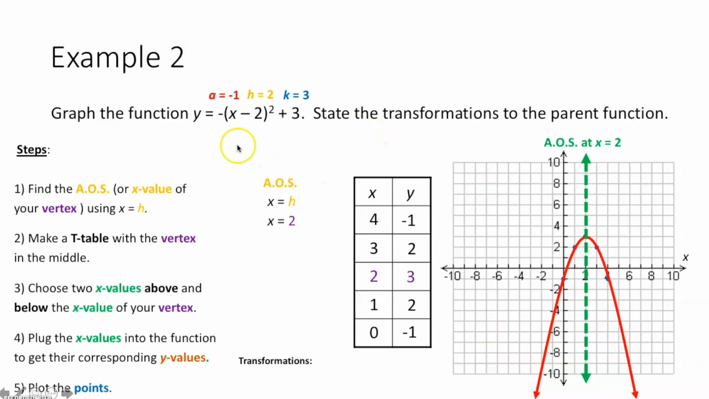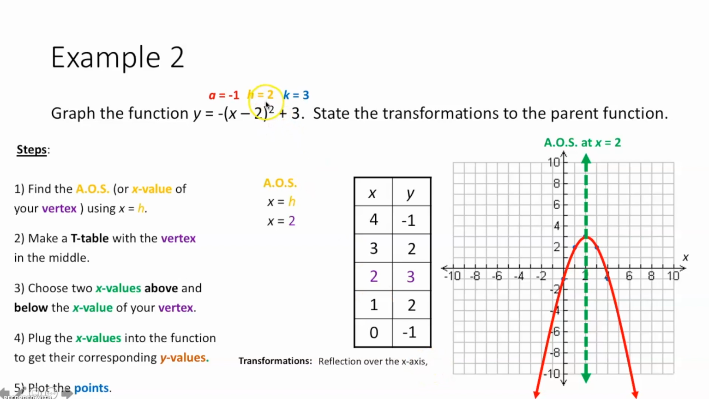So how did this change from y equals x squared? Well, it basically is just asking, what did our a do, what did our h do, and what did our k do? So our a is -1. Because our a is negative, that caused the parent function, which is normally y equals x squared, and opens like this, to flip over the x-axis, or reflect over the x-axis.